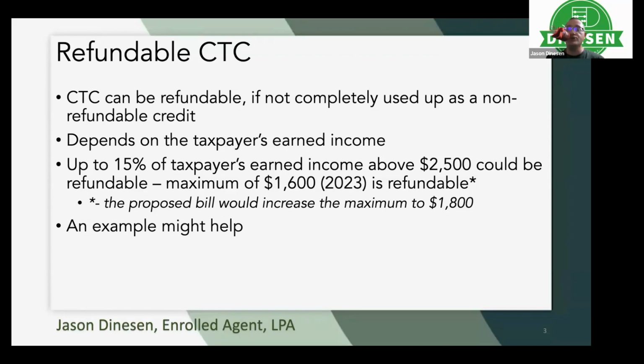15% of the taxpayer's earned income above $2,500 with a maximum refundable portion of $1,600 on 2023 tax returns. The proposed bill in Congress would increase that maximum portion to $1,800. But as the law stands at the time I'm recording this and writing this blog post, it's $1,600. Let's take a look at an example.